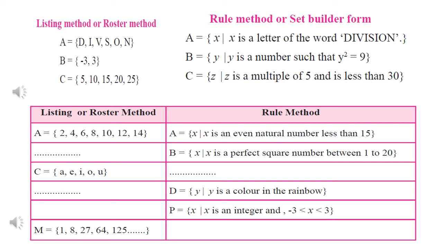D is equal to Y such that Y is a color in the rainbow. Think which are the colors in the rainbow and what are the symbols for them and how will you write it in the listing form. Next one.